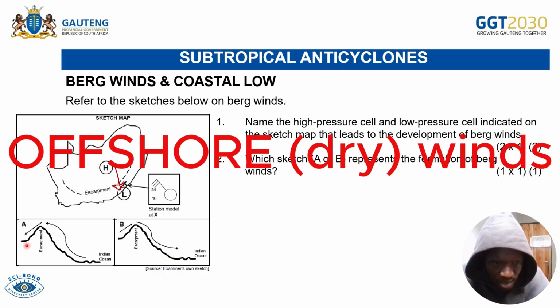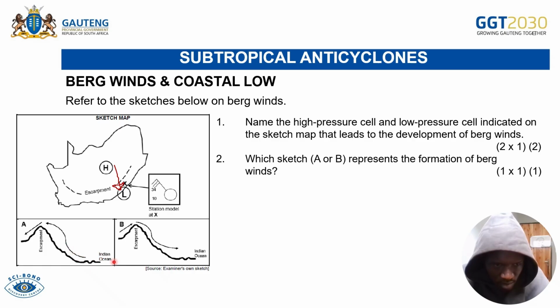If you look at diagram A now, it's going the opposite direction, from the ocean towards the land. It doesn't happen like that. So diagram B is showing us our Berg winds, from the Kalahari High towards the coastal low, towards the ocean.